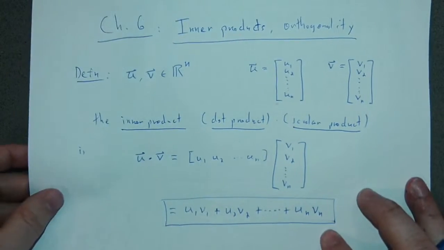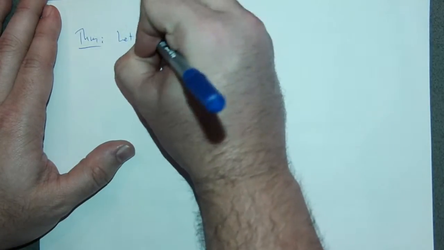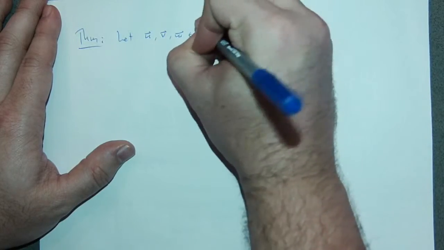So first, a couple of examples. Or maybe I should say a couple of properties, and then we'll do a quick couple of examples. We don't have to do many because all of you are familiar with at least the basics of the dot product. So let u, v, and w be in Rn.